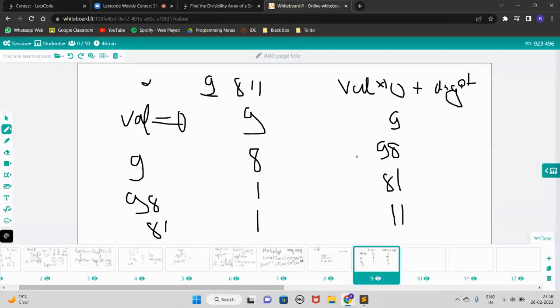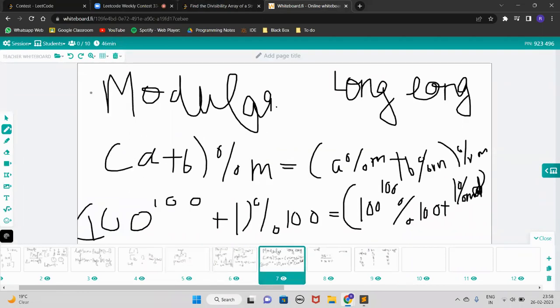Okay. So for this, what we are doing is we are using modular arithmetic, and in modular arithmetic we are using this operation: a plus b mod m equal to a mod m plus b mod m. The reason we use it is because sometimes we can optimize this so that both of them hold smaller values. For example, if we had to find out the value of 100 raised to power 100 plus 1 mod 100, then it would make more sense to do this, because then 100 mod 100 would be 0 and we will only have to do 1 mod 100.